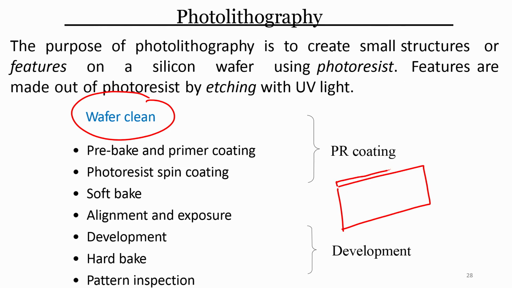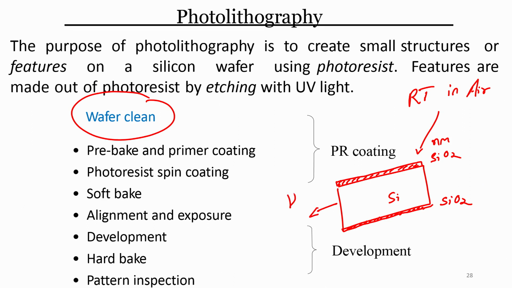we have a wafer, and even if we do not do anything, in air at room temperature there will be a thin layer of oxide, a few nanometers of oxide grown on the silicon wafer. So, the first thing you have to do is dip this wafer in an HF dip. This is very important. When you perform the HF dip, the silicon dioxide is etched from the silicon wafer.